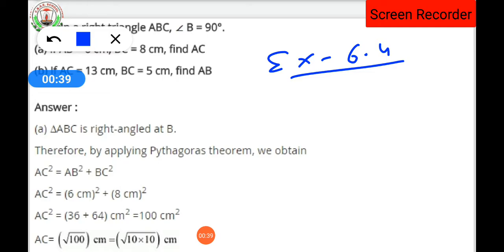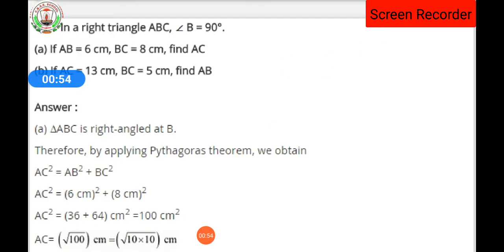Clear? So what we are going to do over here: in the previous video we had already seen question number 4, 5 and 6, isn't it? So in this video we are going to see question number 7, 8. So what is said in question number 7?